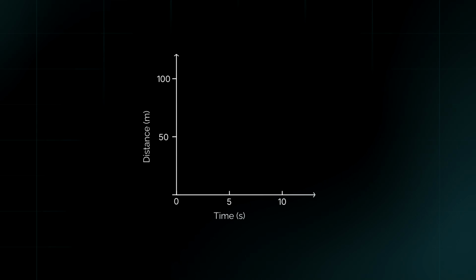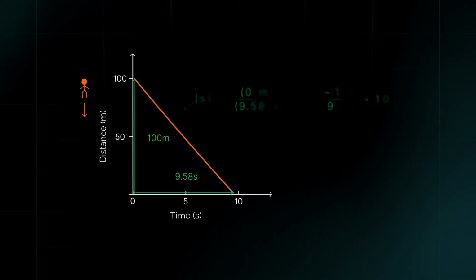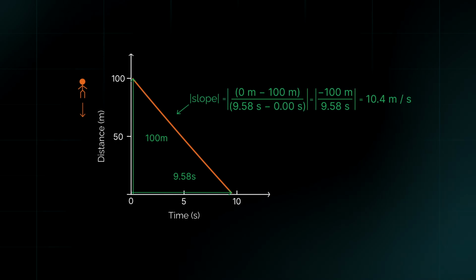Let's quantify it. Here's a plot of his position versus time. The y-axis is his distance in meters from the finish line, and the x-axis is his time in seconds. Let's say, for simplicity, his speed is continuous from start to finish, as shown by this line. He does the entire 100 meters in 9.58 seconds. To determine his average speed, the math here is simple. The change in the y-axis is 100 meters, divided by the change in the x-axis, 9.58 seconds. This gives the speed of 10.4 meters per second, which is the slope of the line.